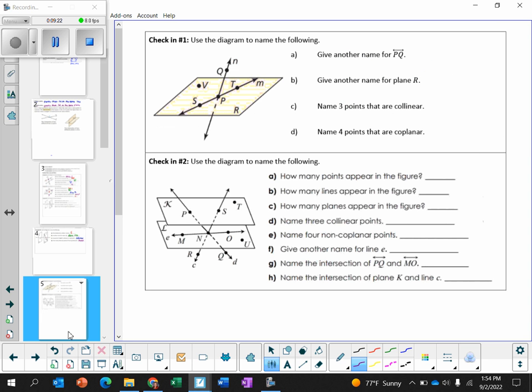So you can try these 2 check-ins, all right? You should be pausing the video here to try them, so that way when you come back, you can hit play and see the answers.